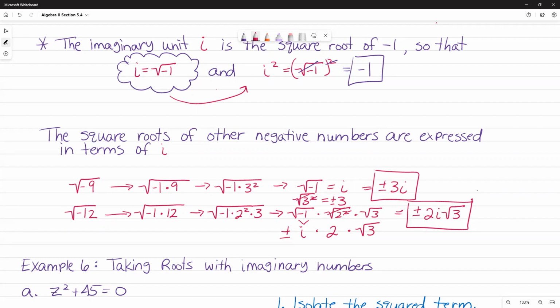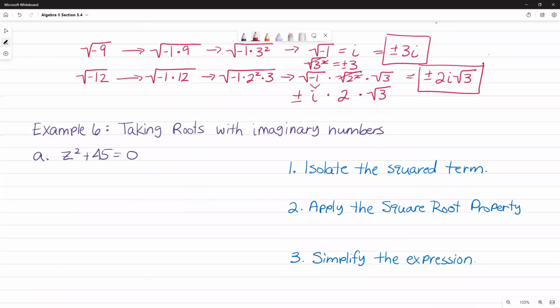All right, so let's look at an example of this: taking roots with imaginary numbers. The first step that we take is we isolate the squared term. In the case of this one, my squared term is z squared. In order to isolate it, I have to move that 45 over. So z squared equals -45. Now I have a squared number equaling a negative number.